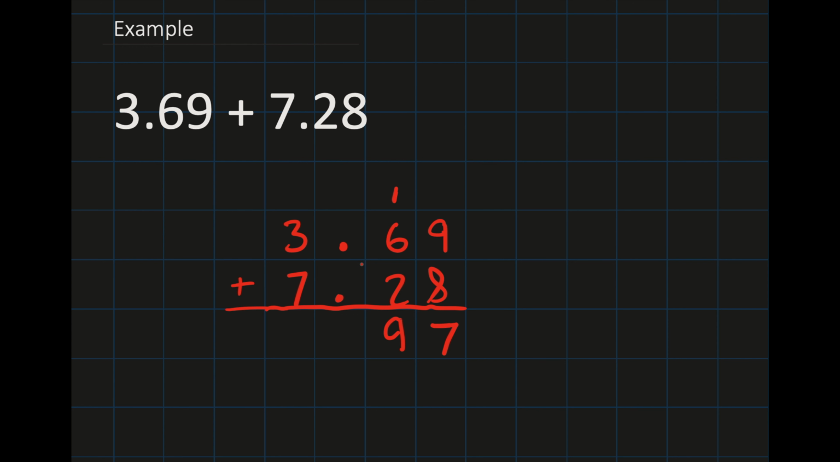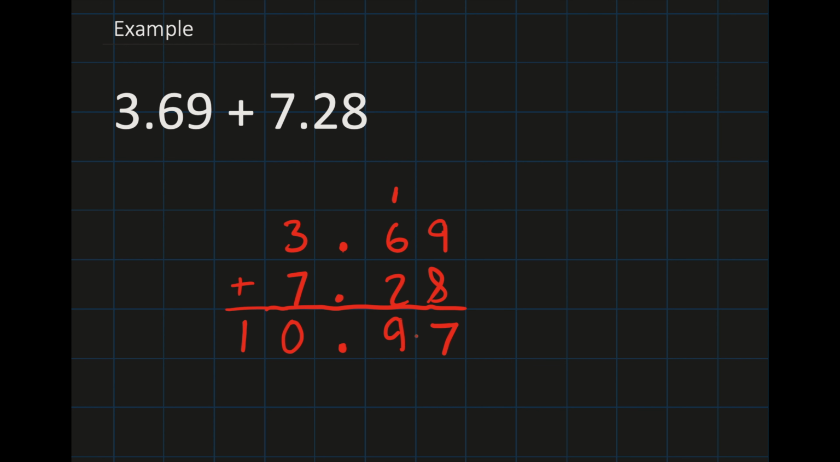We're going to ignore the decimal points here. We're going to ignore that for now. 3 plus 7 is 10. Okay, now, when adding decimals, the point gets carried down. Okay, so 10.97. There you go.